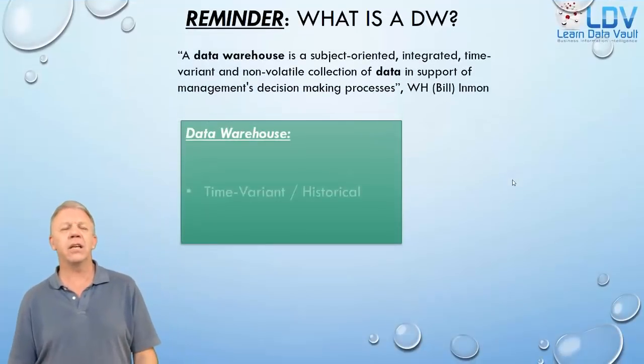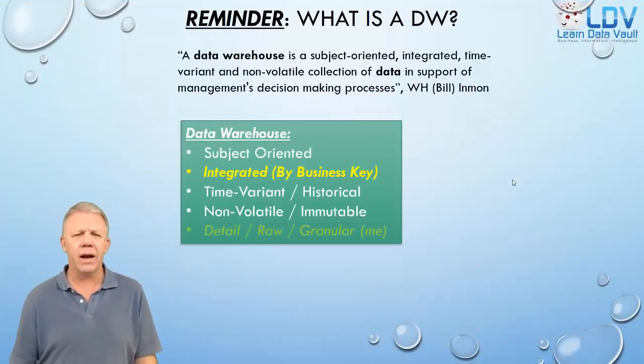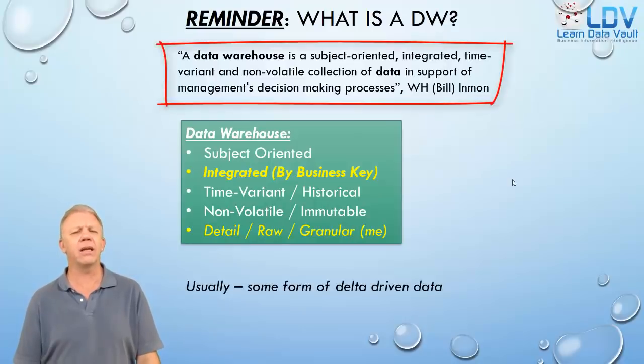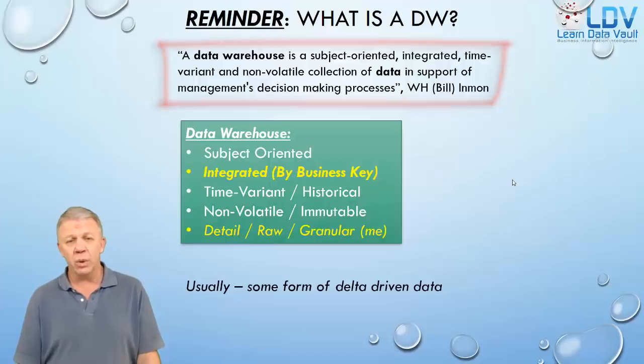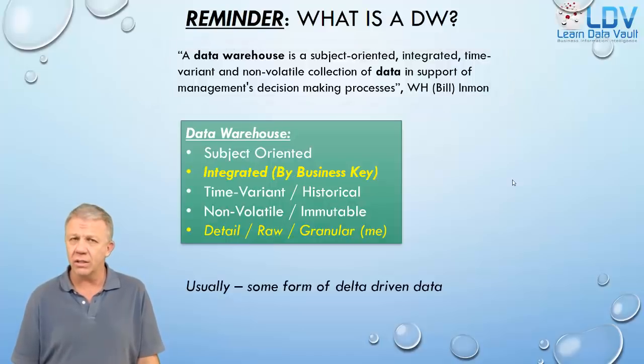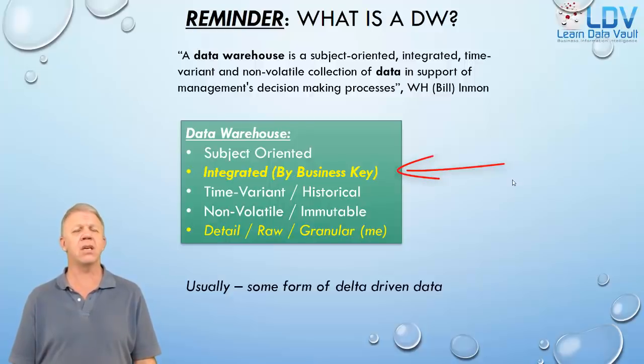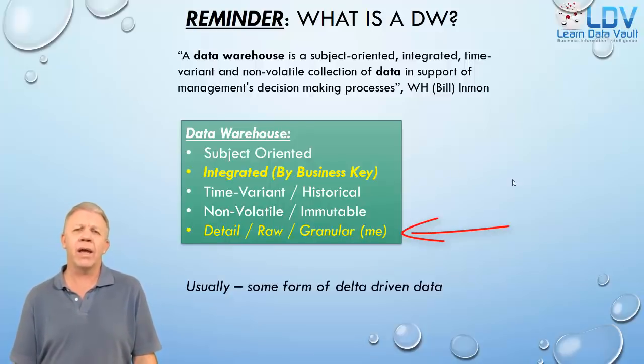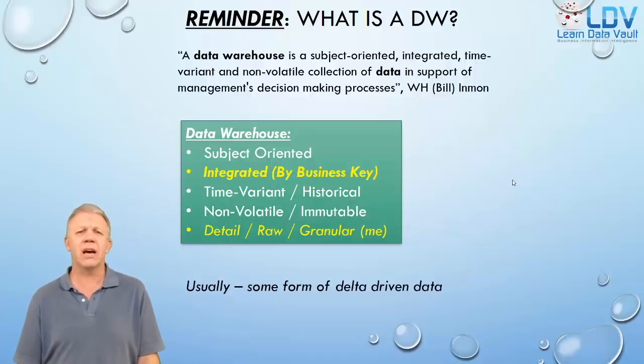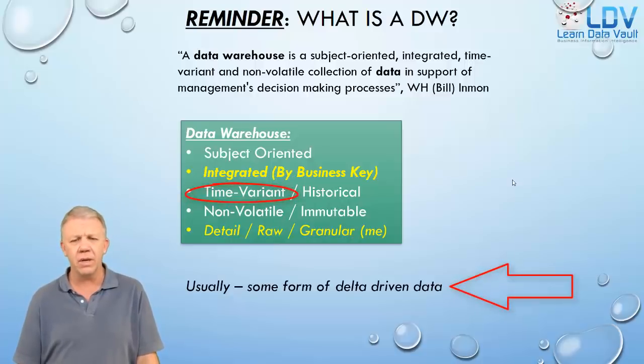So let's take a look at the original definition of data warehouse: a subject-oriented, integrated, time-variant, non-volatile collection of data in support of management decision-making processes. Now that's from Bill Inmon. I like to say integrated by business key, which Bill has supported, and detail, raw, and granular. Otherwise, auditability is out the window. I like to say time variant by delta-driven processes. That's usually what it means.